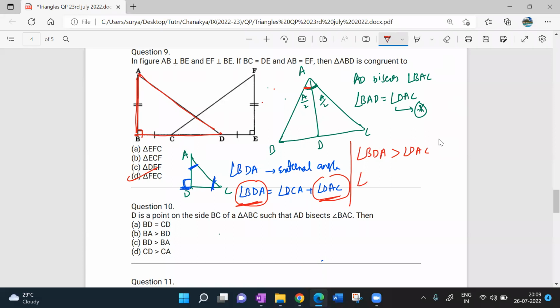DAC is what, beta? DAC is BAD, or not? Yes, sir, BAD. Now BA is greater than BD. From where did we get this? From the star equation. So BA is greater than BD. One second. BDA is greater than BAD.